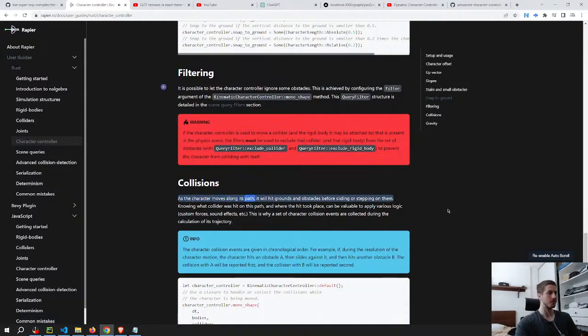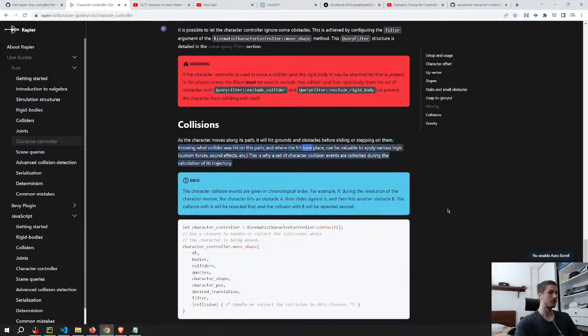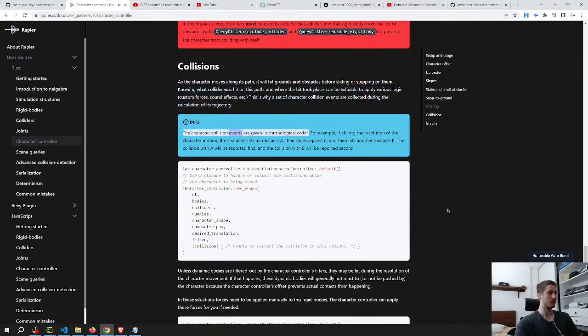Collisions: as the character moves along a path, it will hit ground obstacles before sliding or stepping on them. Knowing what collider was hit on this path and where the hit took place can be valuable to apply various logic, custom forces, sound effects, etc. This is why a set of character collision events are collected during the calculation of its trajectory. The character collision events are given in chronological order.